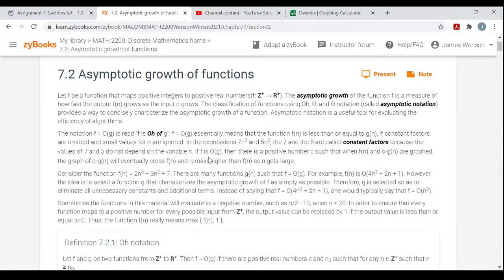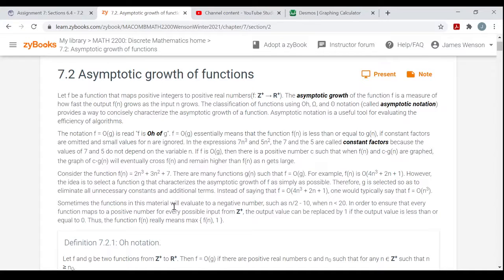So if f is O of g, then there is a positive number c such that when f of n and c times g of n are graphed, the graph of c times g of n will eventually cross f of n and remain higher than f of n as n gets large.